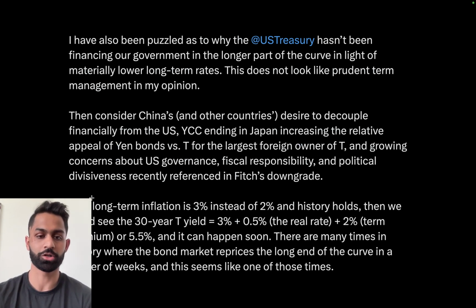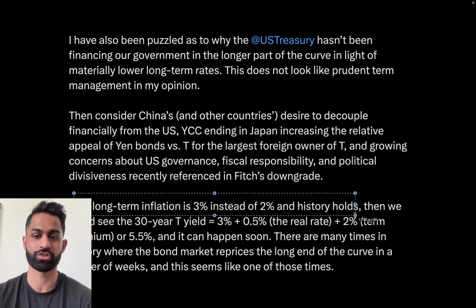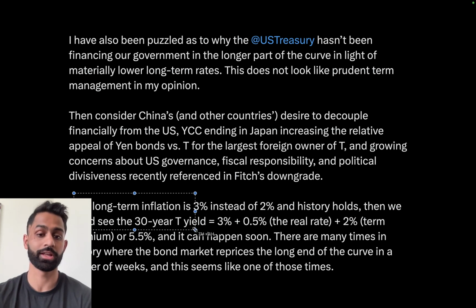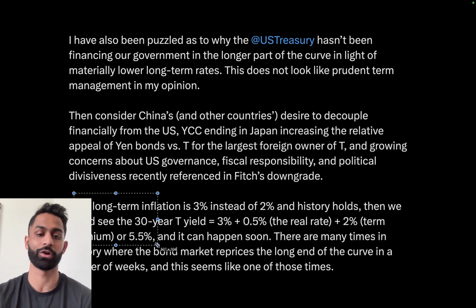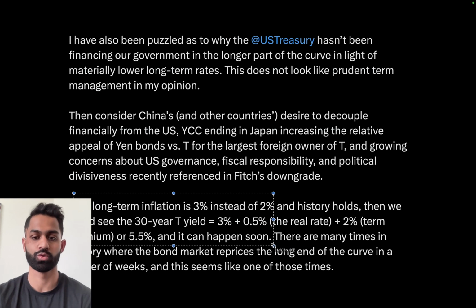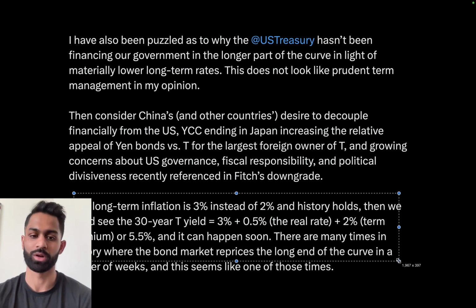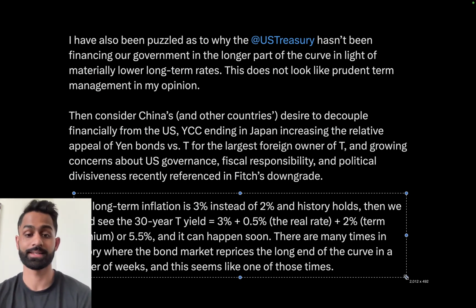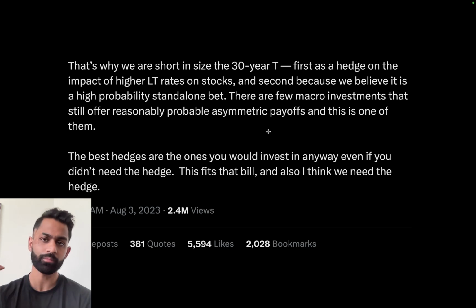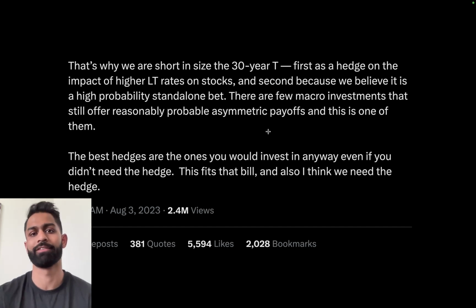And finally, if long-term inflation is 3% instead of 2% and history holds, then we could see the 30-year treasury yield equal 3% plus 0.5 real rates plus a 2% term premium, or 5.5%. And it can happen soon. There are many times in history where the bond market reprices the long end of the curve in a matter of weeks, and this seems like one of those times as well. So he is expecting the 30-year to get up to over 5.5%.